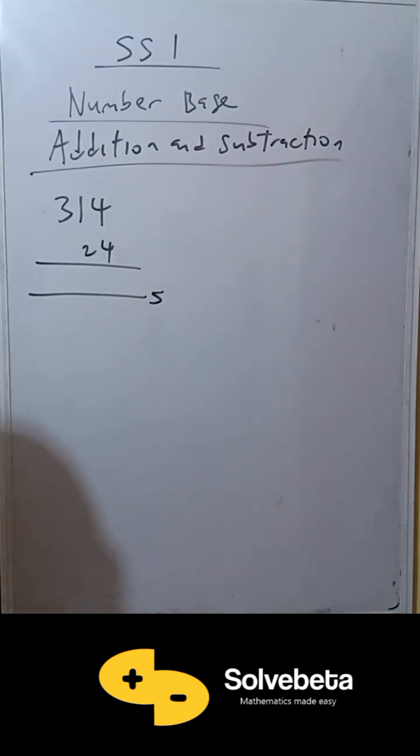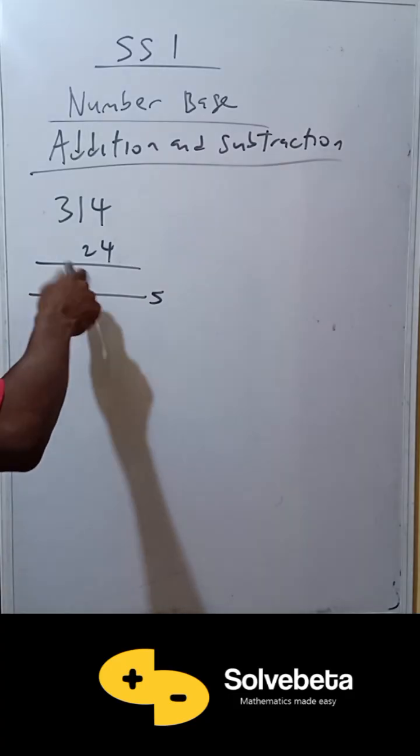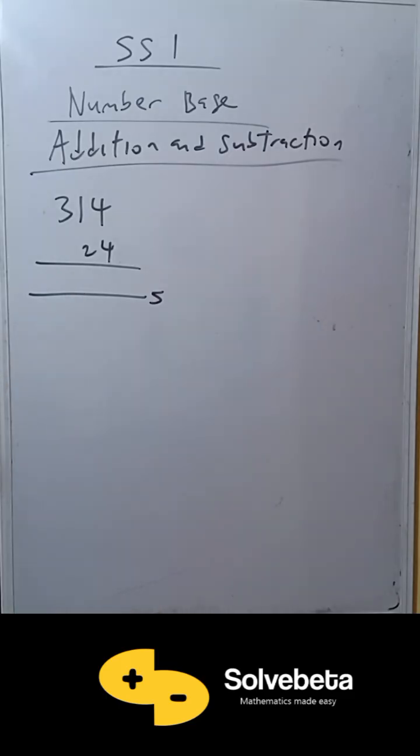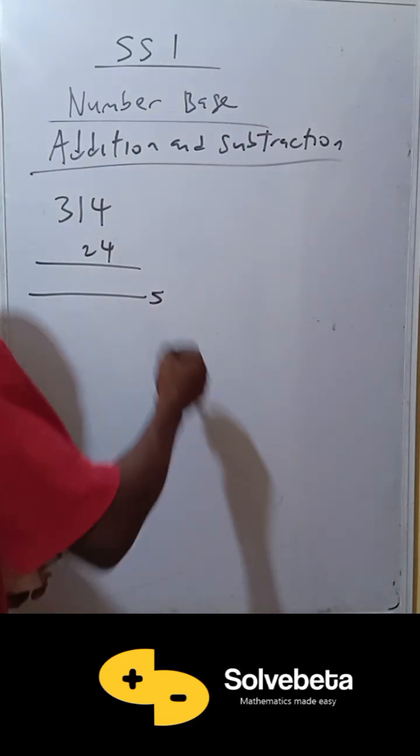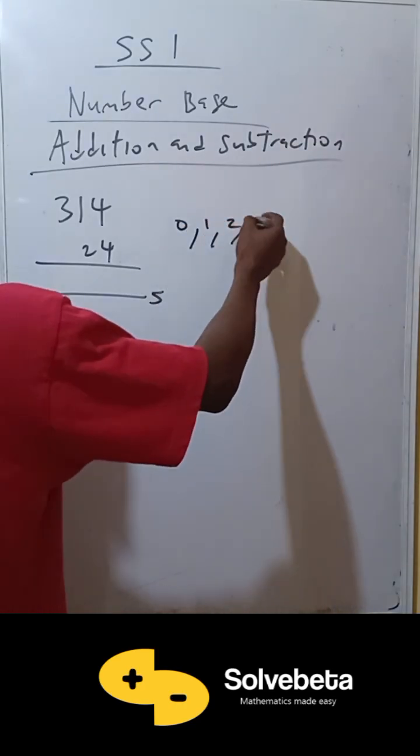If you recollect, when you were adding in base 2, in junior secondary school 3, you learned something new, which was strange, but it's not strange. Now let's look at it. I want to add in base 5. Remember that there's no number 5 and above in base 5. The numbers in base 5 are 0, 1, 2, 3, 4.